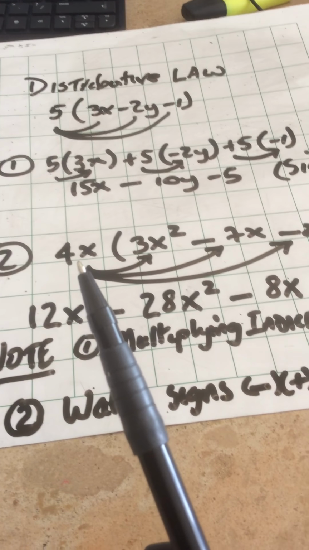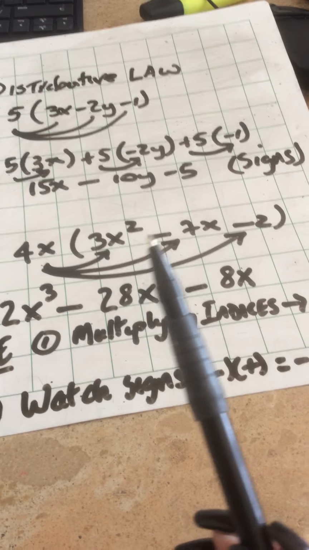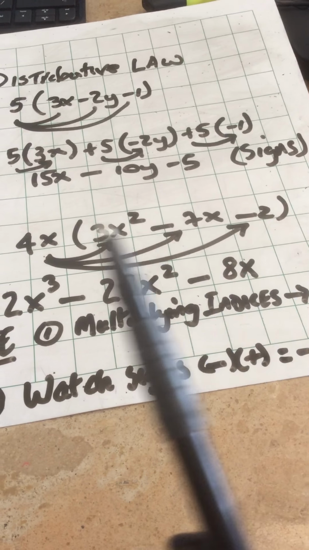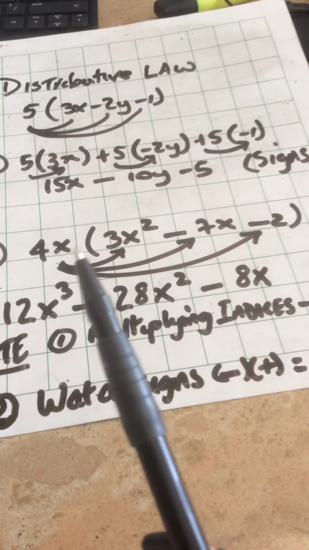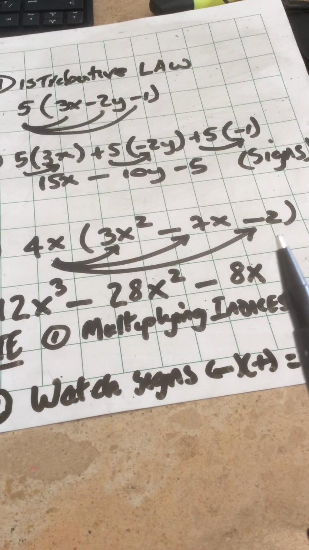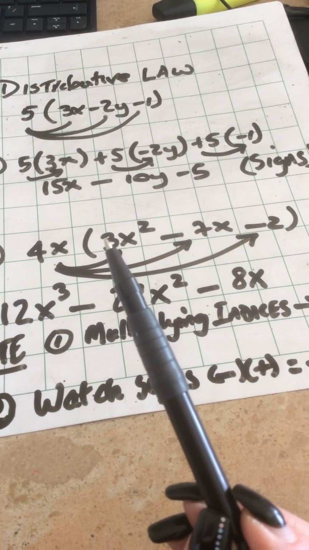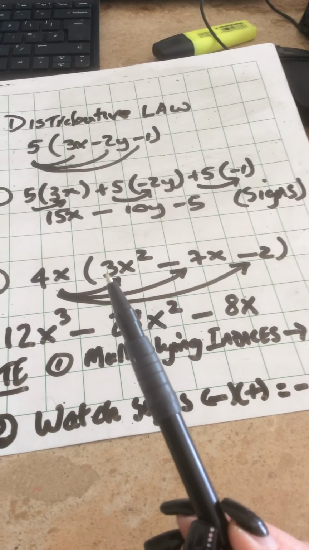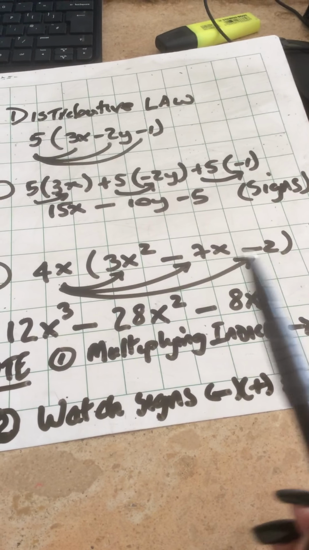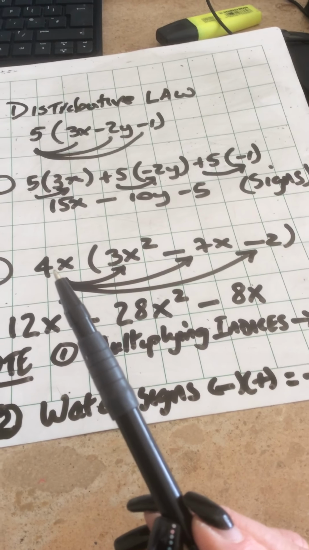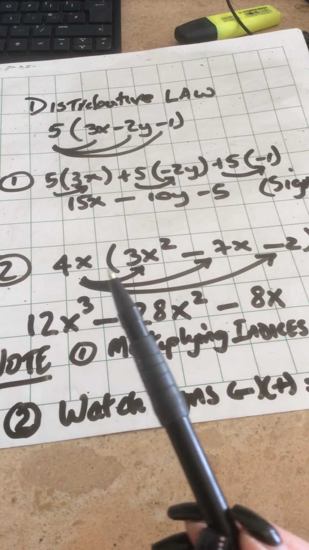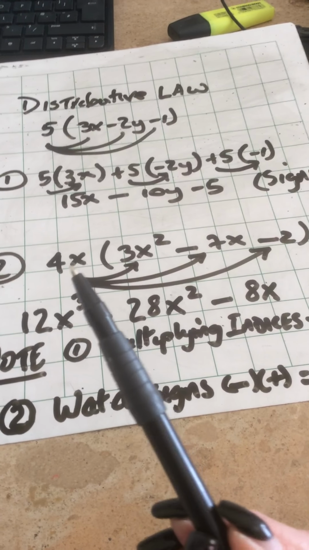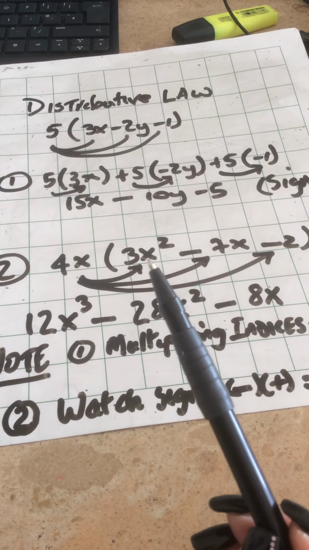Okay, a second example, 4x times 3x squared minus 7x minus 2. Again, this term is directly outside this bracket. So what does that mean? It means multiplication. So I am multiplying everything in here by 4x. So I multiply my numbers first. 4 by 3 is 12. Then I'm multiplying x by x squared.